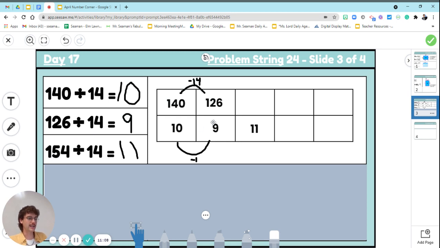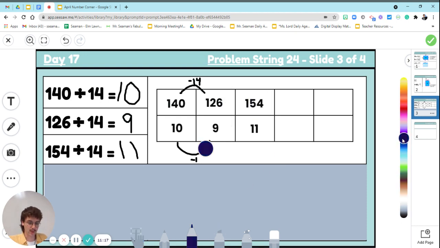Then I have 154. Okay, so what's a pattern? Do we see a pattern at all? Well, I actually do. So going from 140 to 154, we were able to see that they added 14. Going from 10 to 11, we added 1. So let's keep thinking about that.